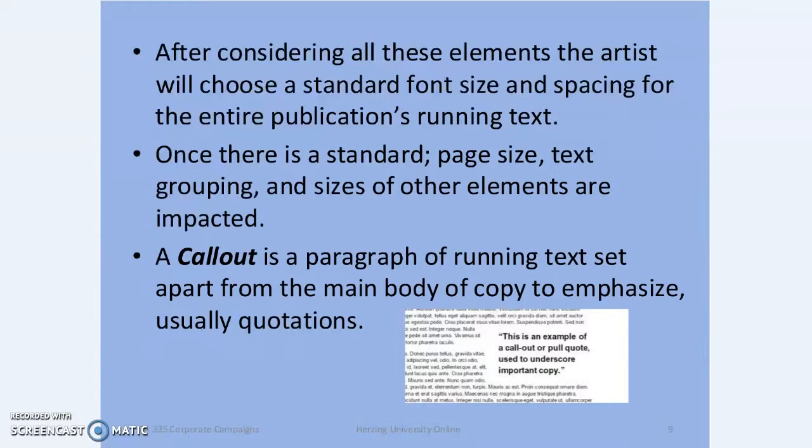For instance, a callout, which is a paragraph of running text set apart from the main body of copy to help emphasize, usually quotations. As you can see there, you have to disrupt that column of body copy and try to fit that callout in there without having too much rag or changing, just trying to keep everything aligned properly.